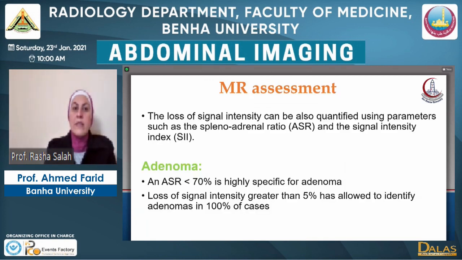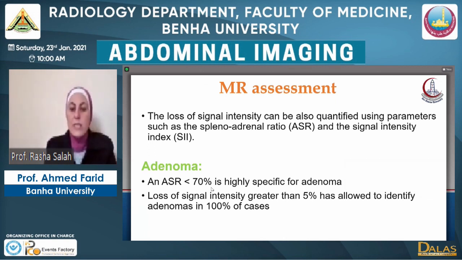So MRI, in addition to having this visual assessment, sometimes we can assess the dropped signal just visually. So we need, again, calculators to assess the change in the signal intensity. And we know these calculators as the splenoadrenal ratio and the signal intensity index. For adrenal adenoma, the splenoadrenal ratio should be less than 70%. It is highly specific for adenoma.